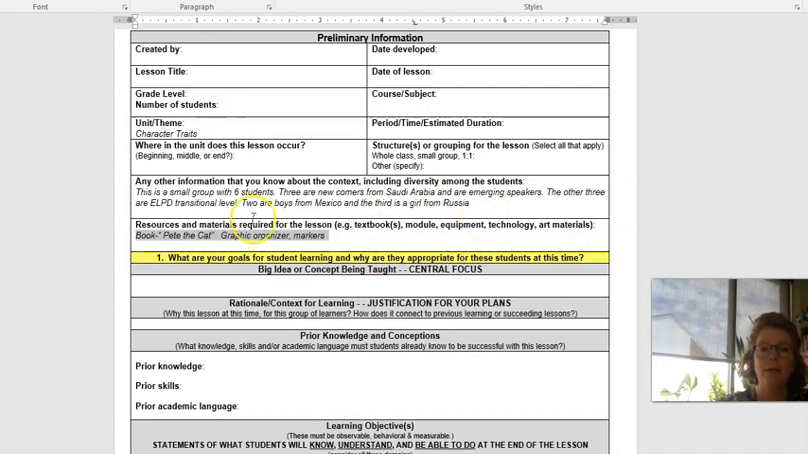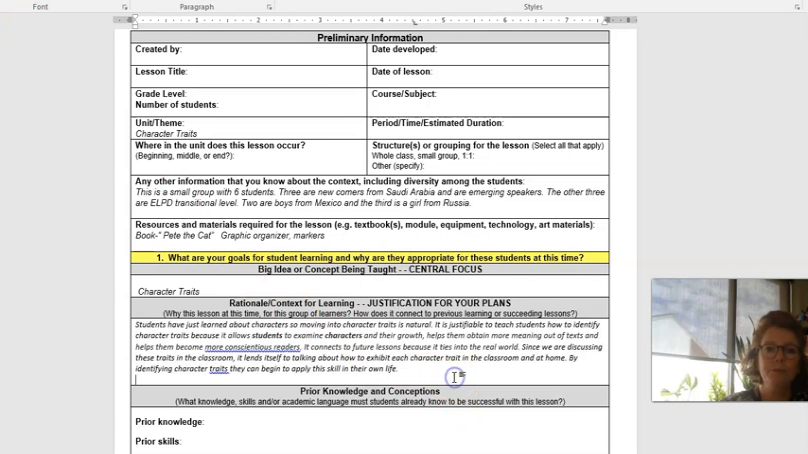Resources, I put here that we need the book, graphic organizer, and so on. Okay, big idea being taught. We're going to talk about character traits. Rationale, this one, why do we really need to teach it? Why is it important we talk about character traits? So, you really think back, why is it important?